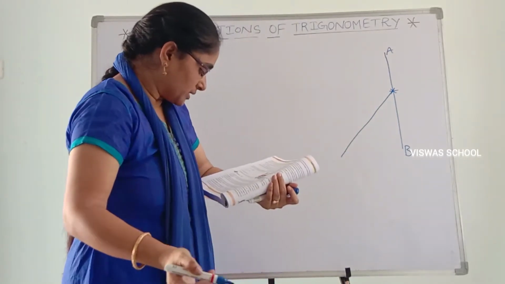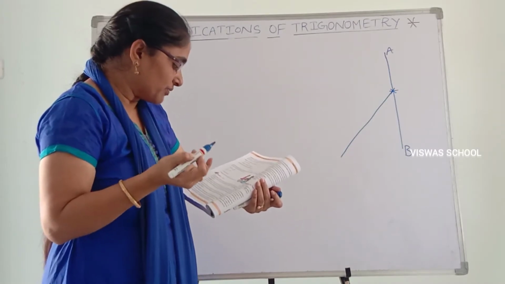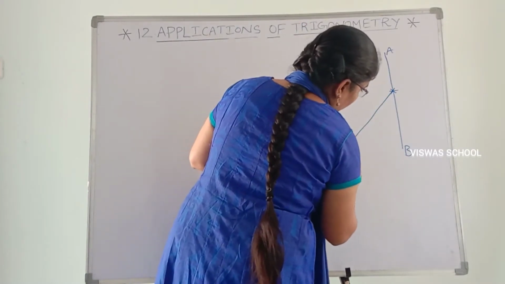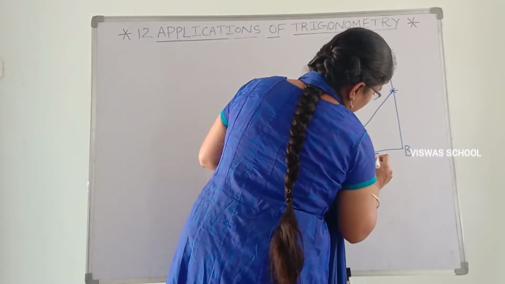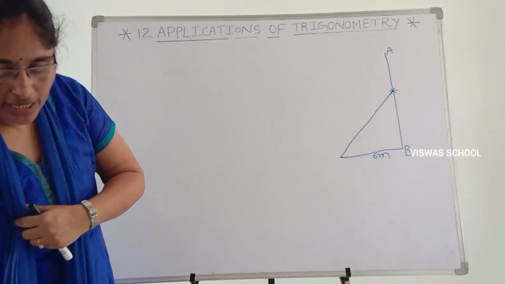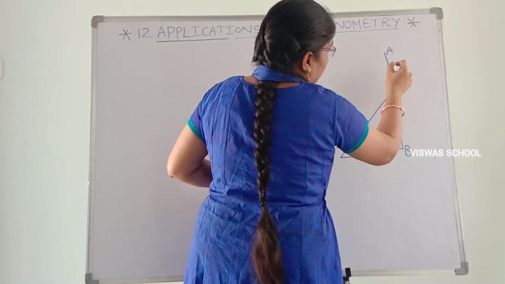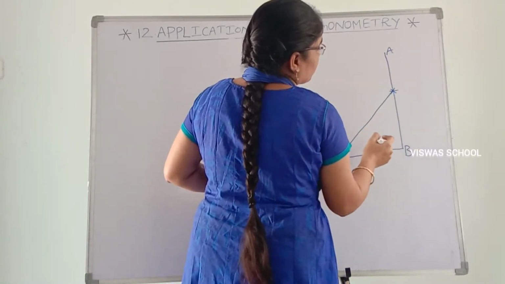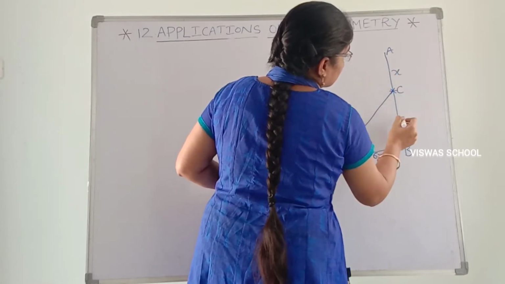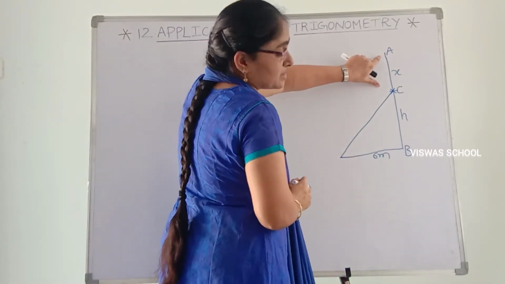And here, the distance between the foot of the tree and the top of the tree on the ground is 6 meters. The distance is 6 meters. Here we have to find the height of the tree. Here I am taking this as AB, and this broken part I am taking as X. And this is H. This is the broken part.